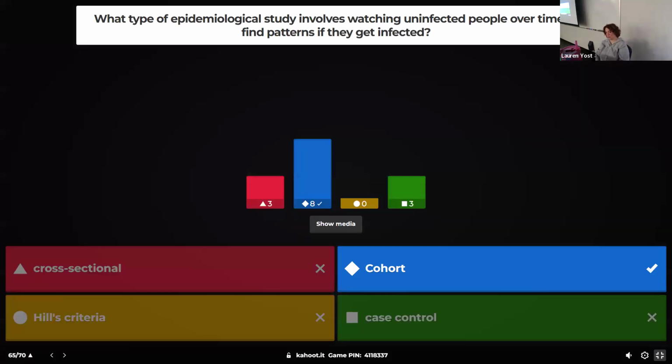All right, so this is the cohort study. The reason we know it's the cohort study is because it tracks it over time. And I'm glad that nobody chose Hill's criteria. Hill's criteria is covered in the chapter, but you don't need to know it for my exam. You will talk about it if you go into the nursing program, though.